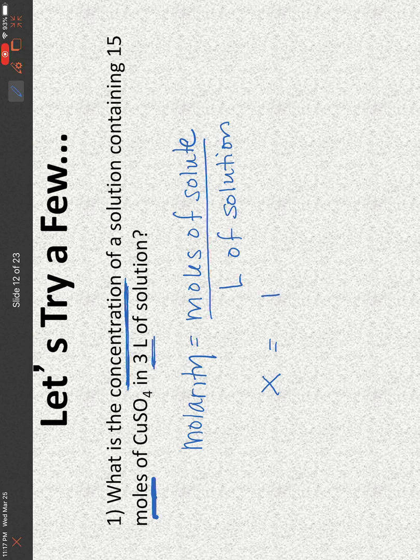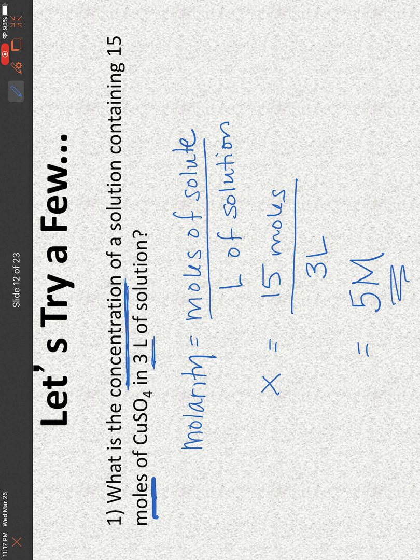So let's plug in our numbers. What is the concentration? That means molarity is going to be our X. Now, moles of solute, it tells you the solution contains 15 moles, so that's 15 moles on top. And then liters of solution, it says there's 3 liters. So if we do the math, 15 divided by 3, we get a 5 molar solution. So what's the concentration here? 5 molar.